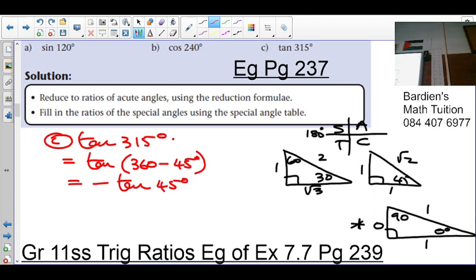Did you guys agree? So you've got tan of 45. What does tan stand for? Opposite over adjacent. So that will be 1 over 1. You all understand? So that would simply be negative 1 over 1, which is negative 1. Any confusion at this point?